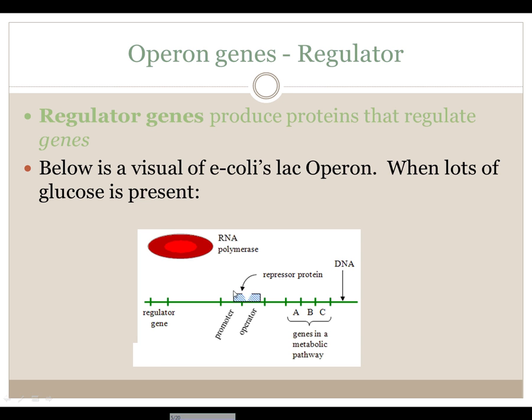As long as this protein is hanging out on that chunk of DNA, the RNA polymerase physically will not be able to go along the DNA and make copies of one strand of the DNA to make these proteins to metabolize lactose, because, hey, I don't need to. I've got glucose.